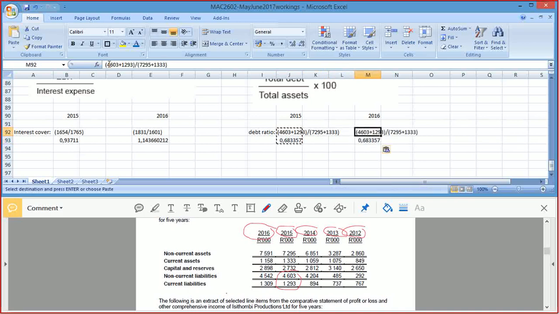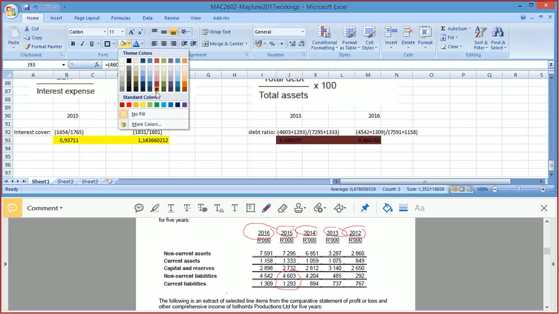Okay, in 2016 I want to do the same thing. Debt would be 4542 plus 1309, and then your assets, non-current and current, added together. Non-current is 7591 plus 1158. Gives you that answer. Okay, then they want you to comment. So state whether it increased or decreased. Let's talk about this one first, then let's talk about that one.